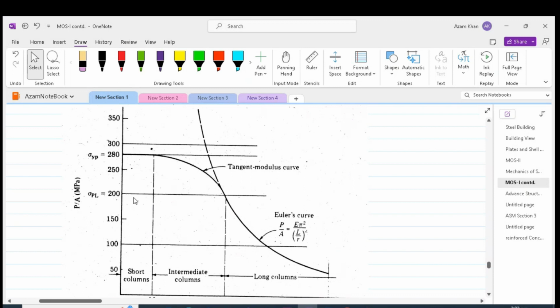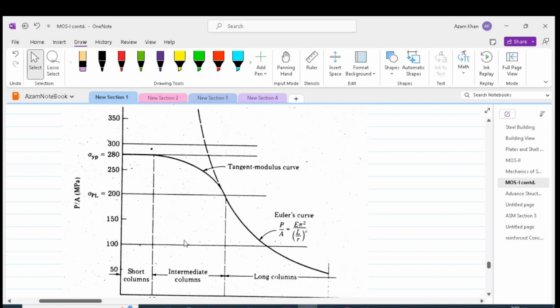Now we know that the short column crushing stress can be found by stress equal to P by A, and for the long column, we can use the Euler curve. What we don't know is the critical load for the intermediate columns. Various methods have been proposed for bridging the gap between the short column range and the long column range. However, none of them has been accepted universally for intermediate columns.